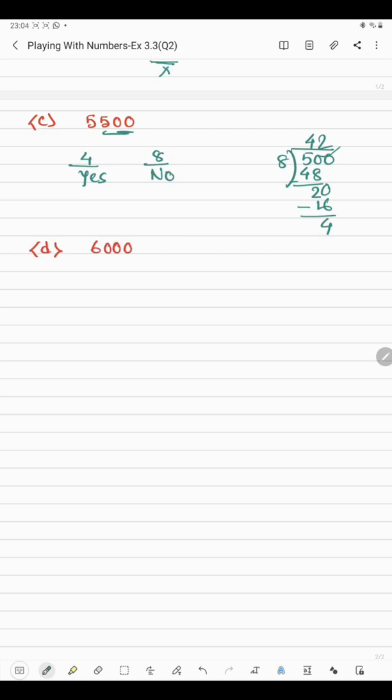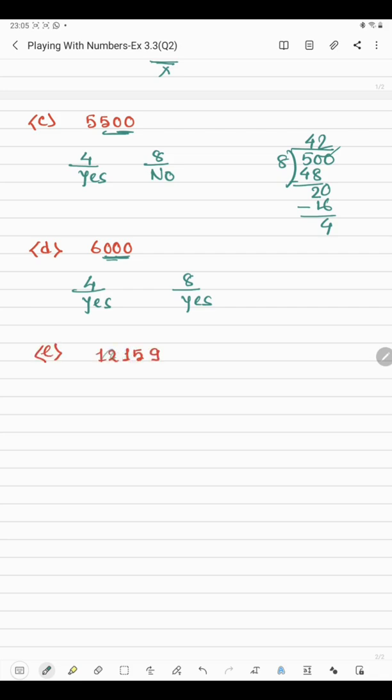Okay. Now in the next part we have 6000. Here to check the divisibility by 4, we need to take the last 2 digits, and since all zeros are there, it will be divisible by 4. Okay, so we will write yes. Now to check the divisibility by 8, we need to take the last 3 digits, and since zeros are there, 8 multiplied by 0 is 0. So that means this 6000 also will be divisible by 8. So we'll write yes.